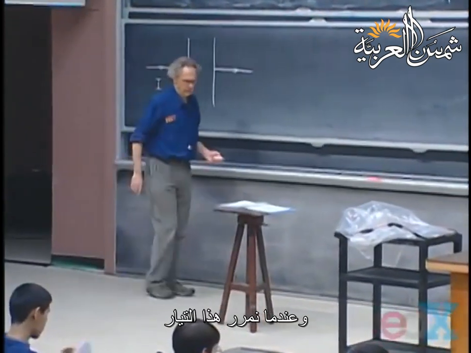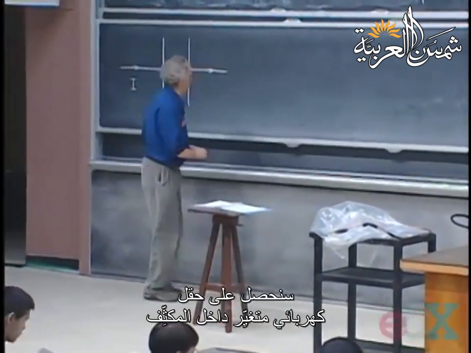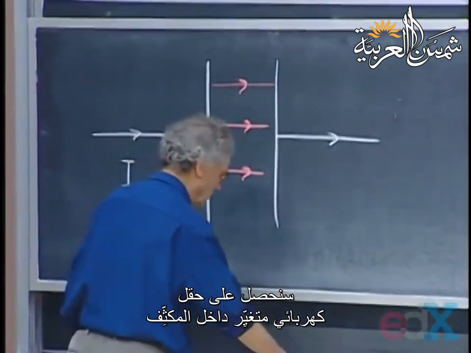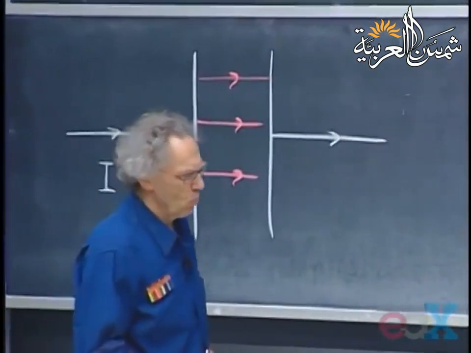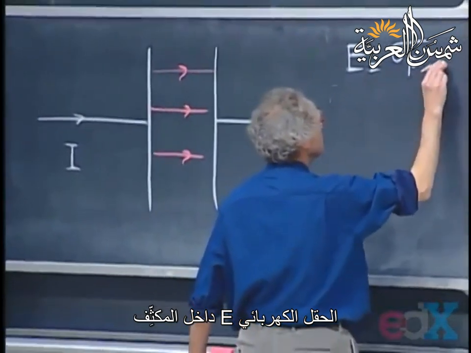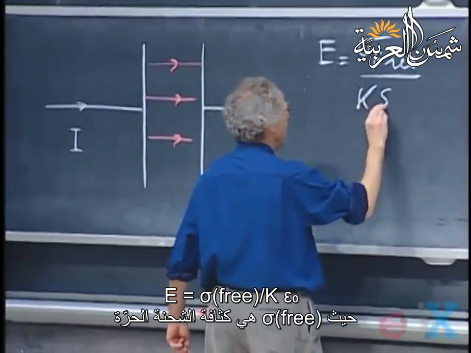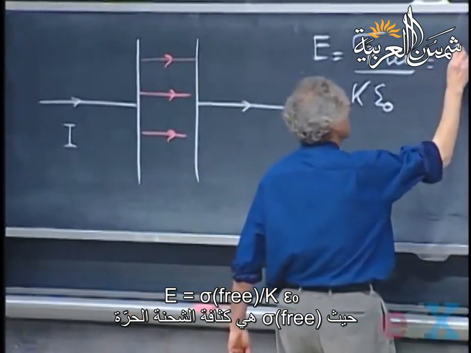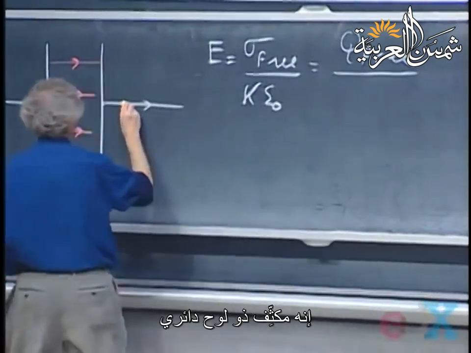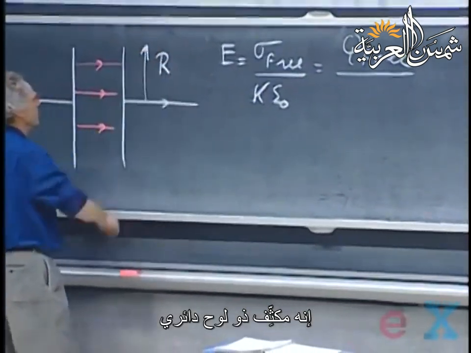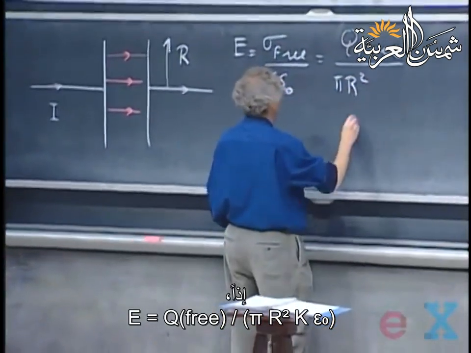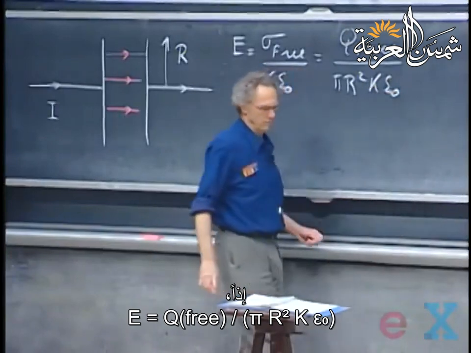And as we're running this current, clearly, we get a changing electric field inside the capacitor. The electric field inside the capacitor is sigma free divided by kappa epsilon 0, which is also Q free divided by the area. This is a circular plate capacitor. Capital R is the radius of that capacitor. So we get pi r squared kappa epsilon 0.